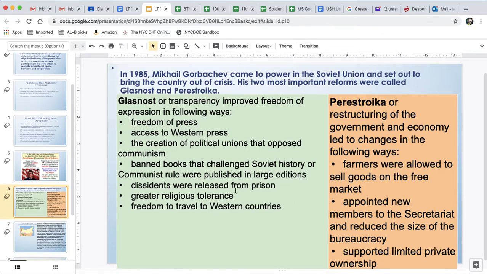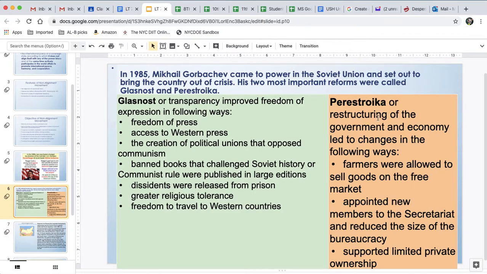Dissidents are released from prison. These are individuals who fought against the government and didn't believe in the government. The communist government took these people and threw them in jail, and we're starting to see that they're releasing them. Greater religious tolerance and freedom to travel to Western countries. We start seeing Russians able to leave the country and actually go to different parts of the world. On the other side, we have Perestroika.